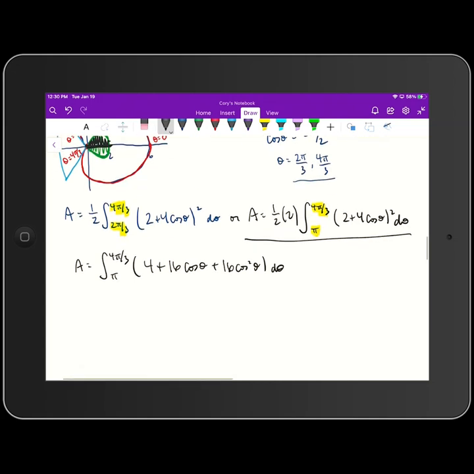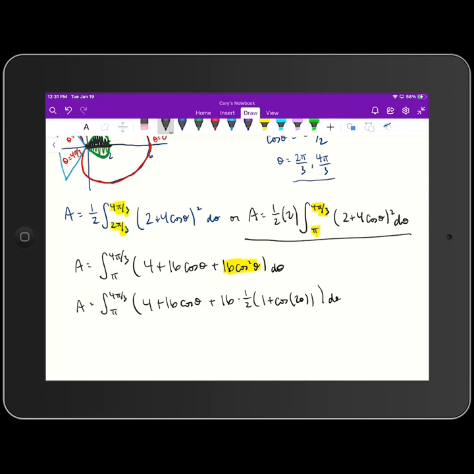And then this term here is problematic for me, so I'm going to use the power reducing formula to rewrite that. Okay, so area here will be the integral from pi to 4 pi over 3 of 4 plus 16 cosine of theta. I'm going to pull 16 out front, and then I can rewrite cosine squared as 1/2 times the quantity 1 plus the cosine of 2 theta.